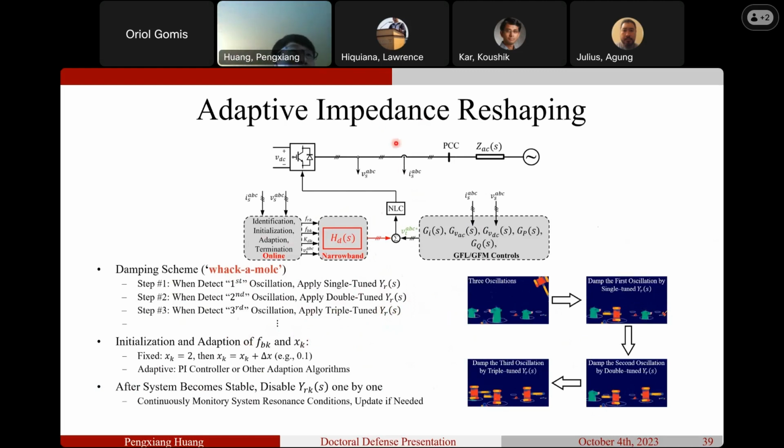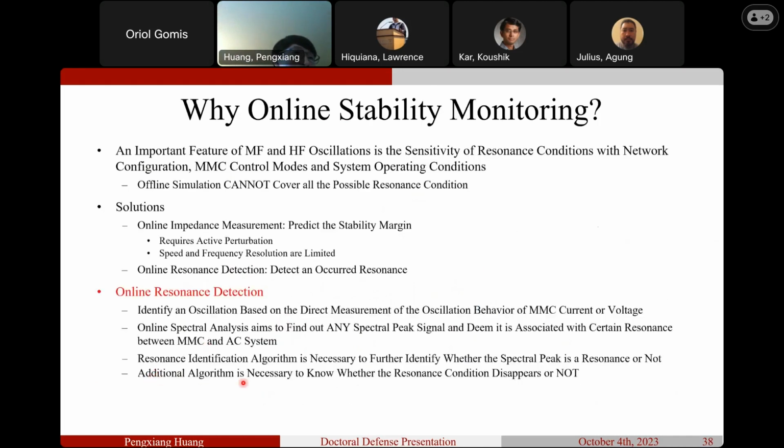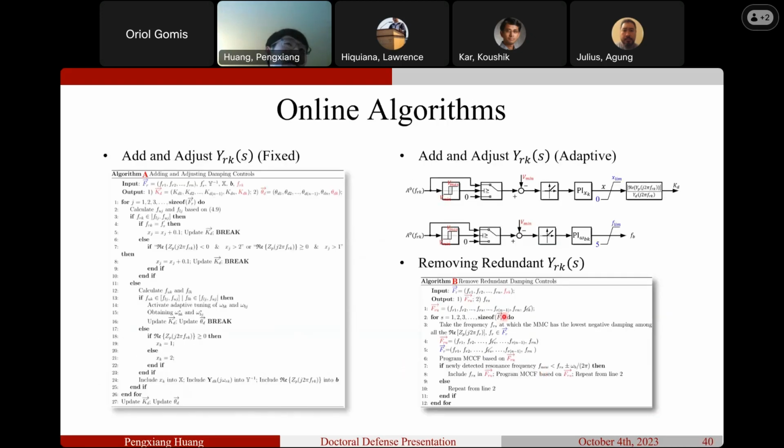And the most important thing is also the detection. As I said, you have to have an algorithm to know whether the resonance condition disappears or not. I think I covered this as well in my DCE. There are 2 algorithms, algorithm A and algorithm B. One is for adjusting the damping control bandwidth and the gain in a fixed step, and the other one is to remove redundant impedance reshaping controllers.